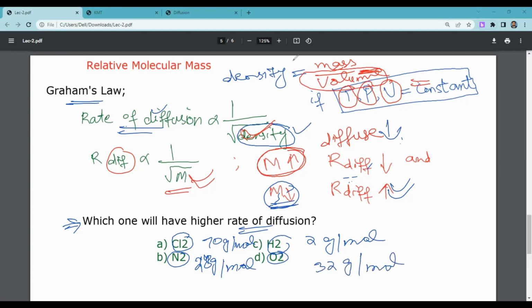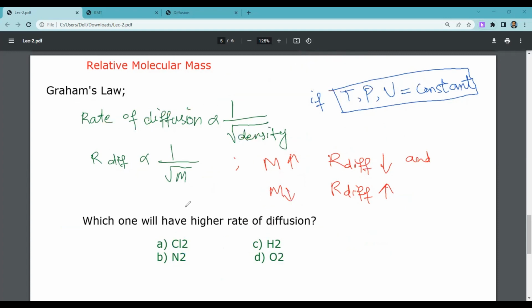Which one will diffuse earlier, a higher rate of diffusion? The one that has low molecular mass, and that is hydrogen. If I ask this question, which one will have slow rate of diffusion, what will be your answer? Your answer will be chlorine, because it has high molecular mass among the following.